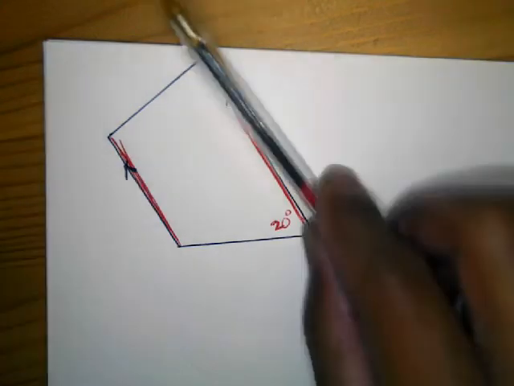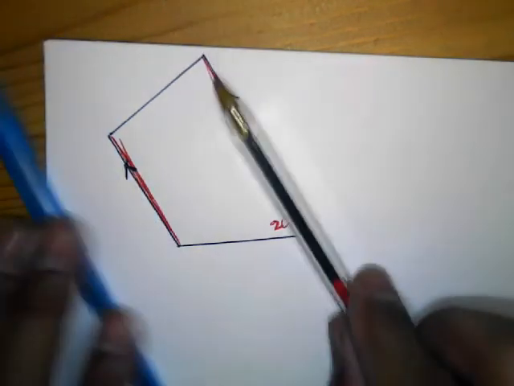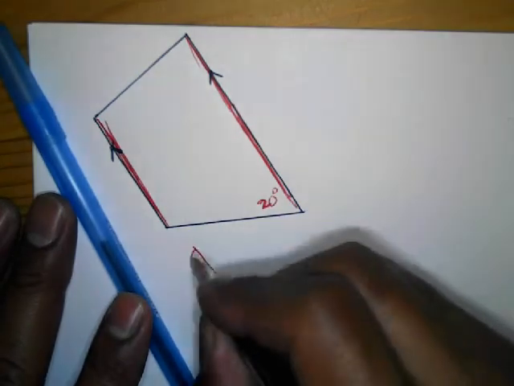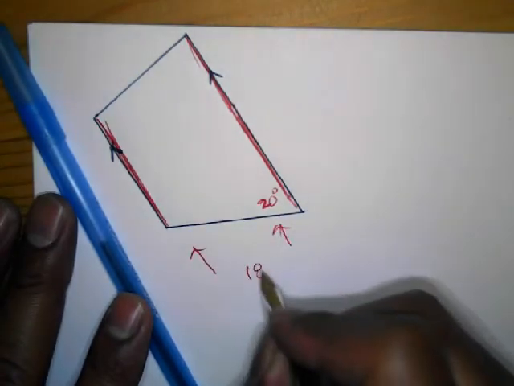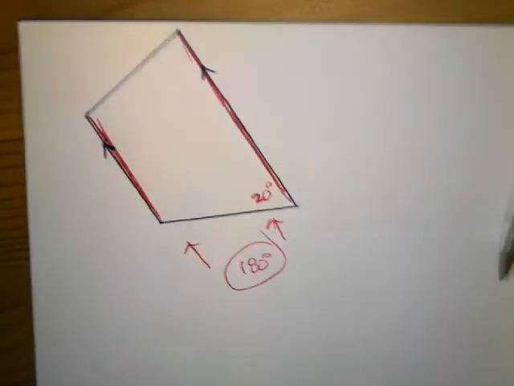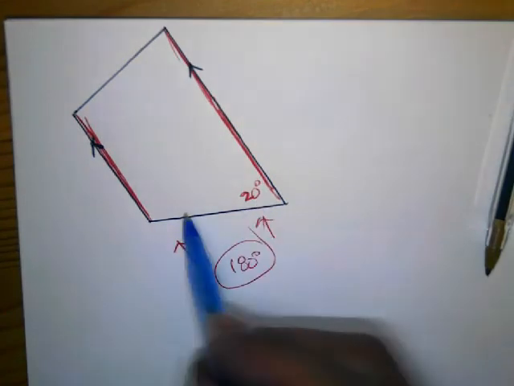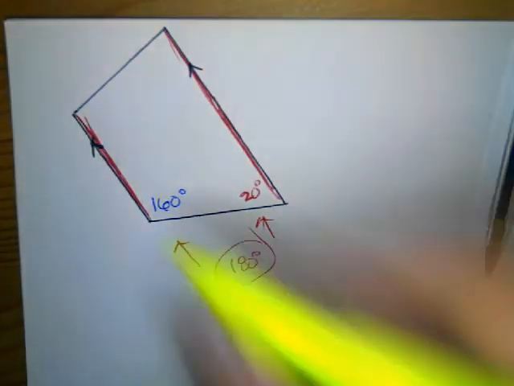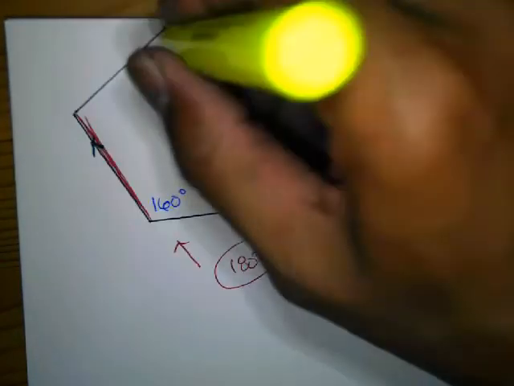See, it's not going to be this way because the lines are not parallel this way. It can't be this one with this one. It has to be the 20 with this one and this one that add up to 180. So that's 20. This one has to be what? 160.